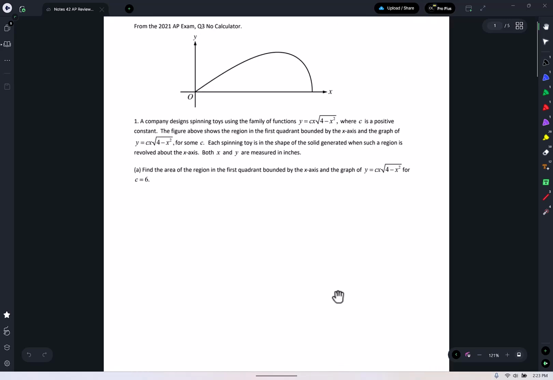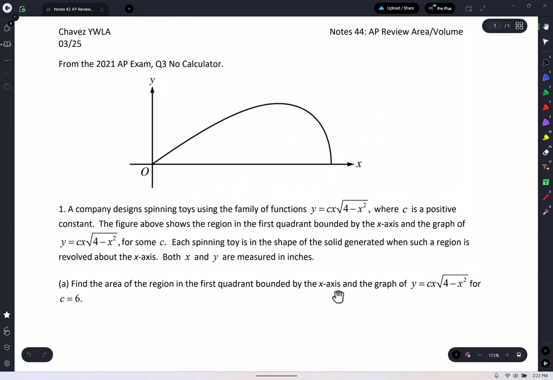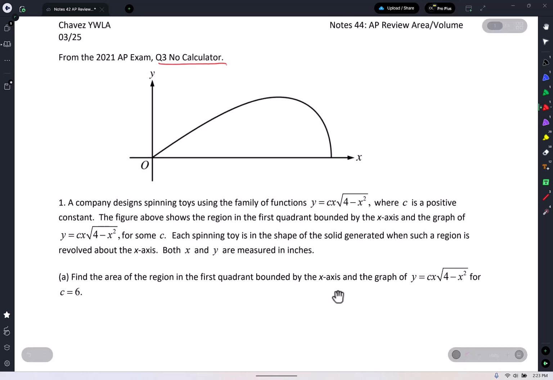All right, guys, here we go. This is from the 2021 exam. So let's do this one together. Check it out. No calculator. So let's read it together and see what this says.